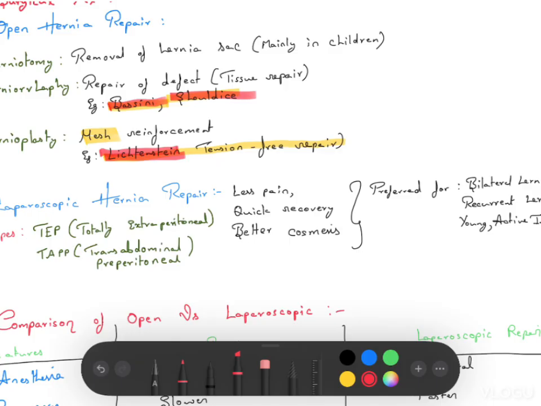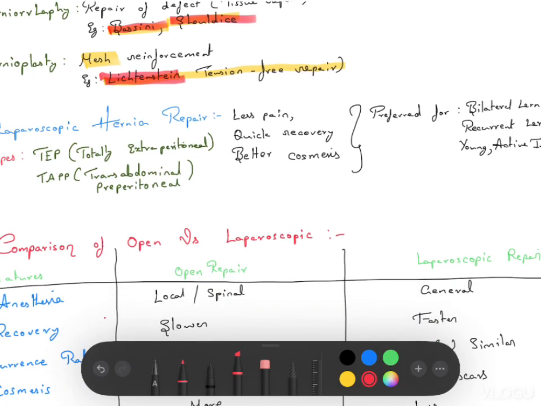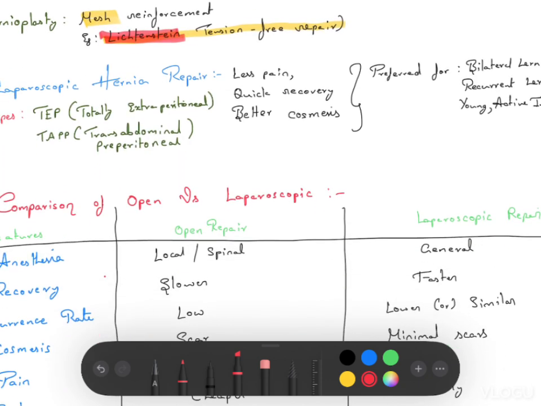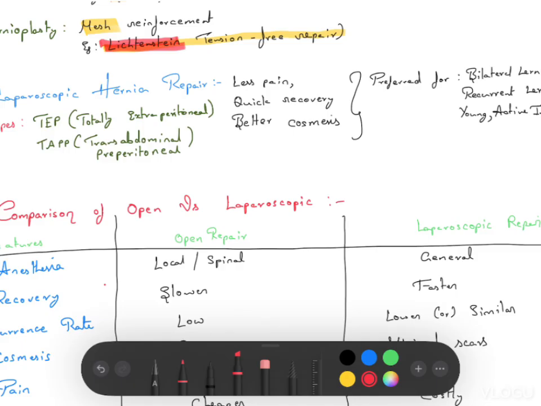Sorry, I forgot to mention herniotomy. Herniotomy is mostly done in children, where we remove the hernia sac. Next we can see laparoscopic repairs. There are two major techniques in laparoscopic repair. The first one is TAP.